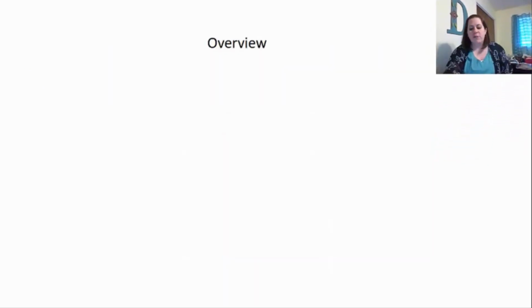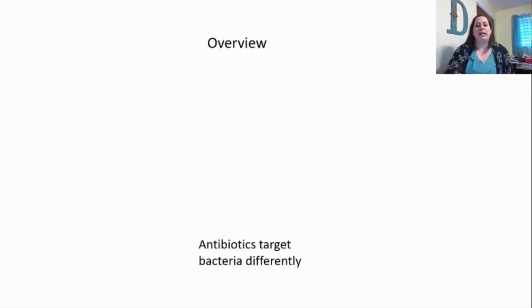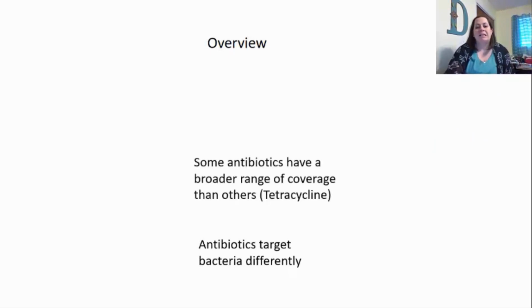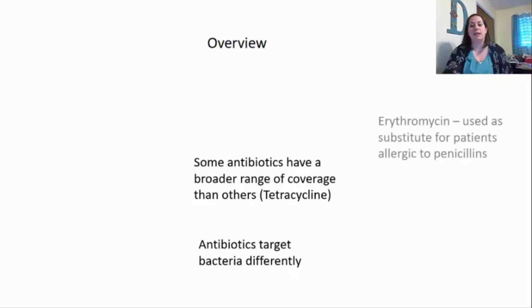So a quick overview when we're looking at this chapter. Antibiotics target bacteria very differently. Some antibiotics have a broader range of coverage than others. So one of the main broad spectrum antibiotics we talked about was tetracycline.